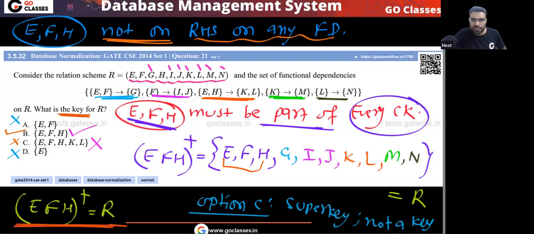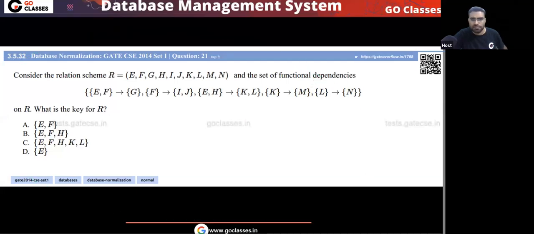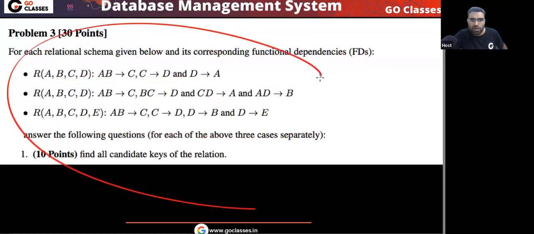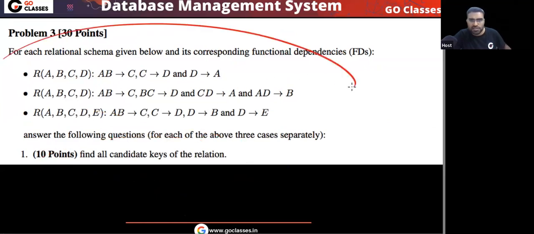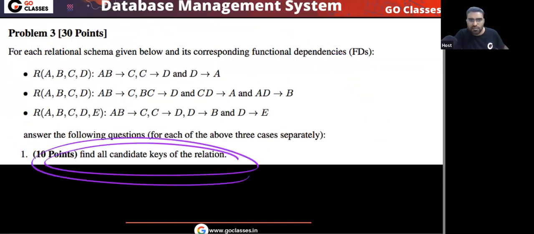Did you understand this question? Let me know. Can I give you this question as homework? Three relations are given to you, and for these relations you have to find the candidate keys. Discuss these questions in the Go Classes private Telegram group. Make sure you are comfortable with finding candidate keys, because this is important.